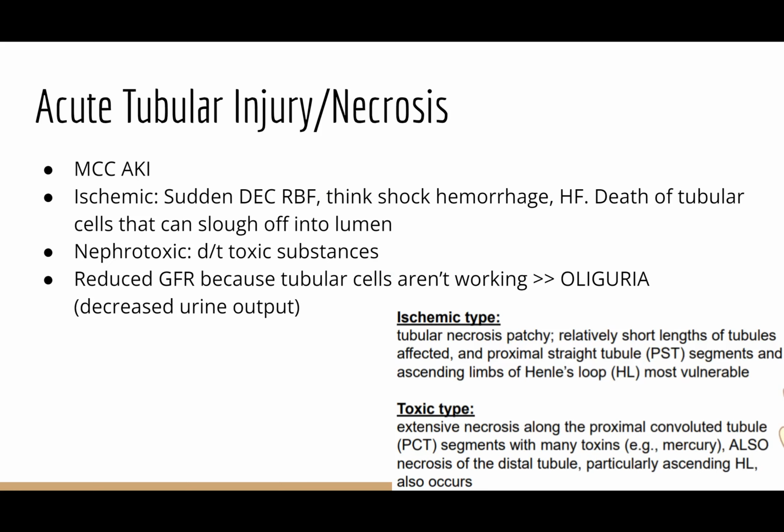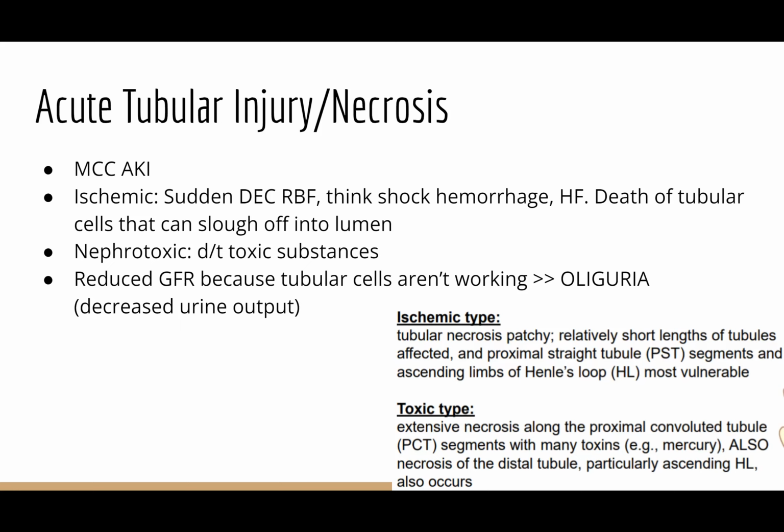Okay, acute tubular injury and necrosis. So of course, now we're past the glomeruli, we're into the actual nephron where we're doing the exchange. And so if you get tubular injury and necrosis there, you're talking like major kidney injury. So most common cause of acute kidney injury. It can be ischemic. So if you have a sudden decrease in renal blood flow, so you're thinking hemorrhagic shock, heart failure, anything that's going to lead to lack of perfusion at the level of the nephron, you're going to have death of the tubular cells, and they can slough off into the urine.